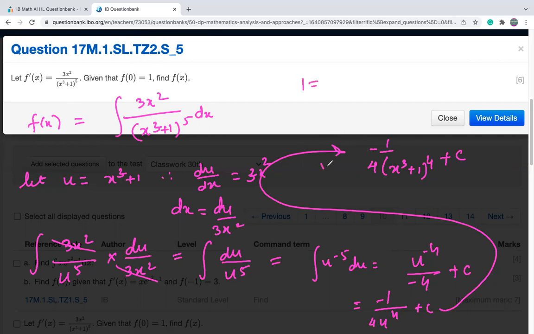So 1 equals negative 1 by 4 times 1 to the power 4, plus c, because you plug x as 0, you're going to get this. And now you solve for c. So c is 1 plus 1/4, which is 5/4. So this is the exact constant for this expression.